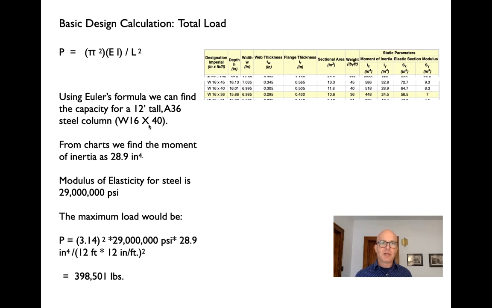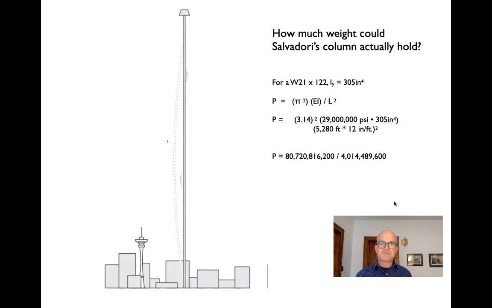It's a relatively short column, 12 feet, a 16-inch column. It has less than a 1:12 slenderness ratio, right? So not bad, relatively stocky column, and therefore one that can resist not only compression, but it's also going to resist bending. It's going to resist any buckling that it's subjected to.